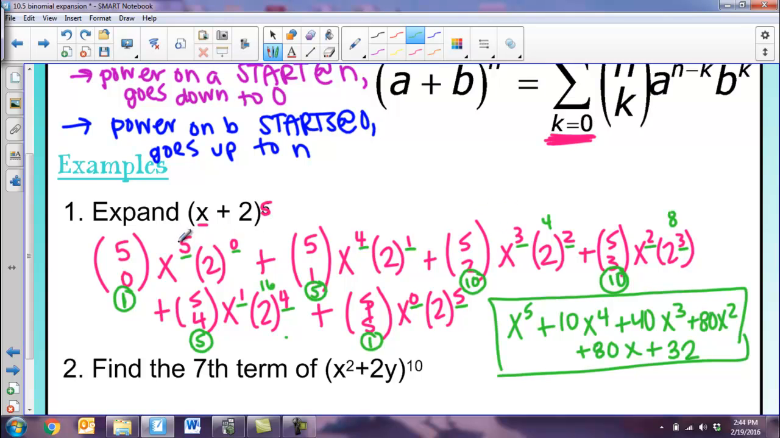Then I listed out my exponents. Again, these went down. The first one goes down, and the second set of exponents goes up until you hit that final power. And then you just multiply everything that's a number together.